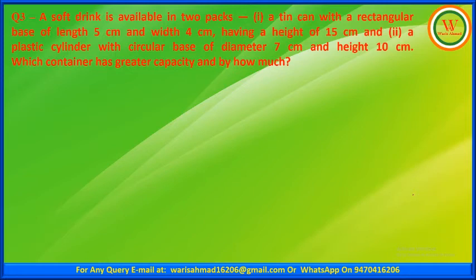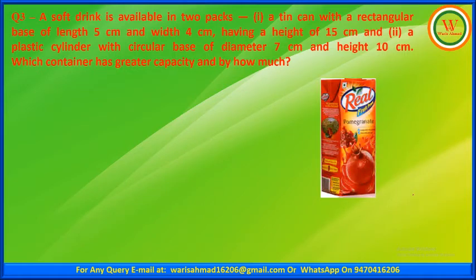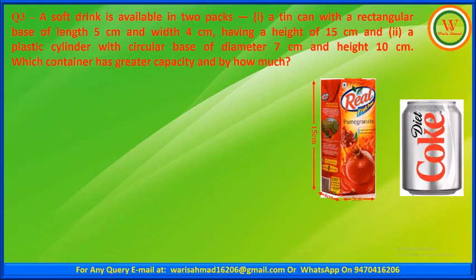So in this question, first of all, we have to consider two different types of packs of the cold drink. So first of all, let us consider a tin can with rectangular base. Length of this base is given 5 centimeter, breadth is given 4 centimeter, while the height is given 15 centimeter. After that, we have to consider another pack with a circular base. So let us consider this one, which is having the circular base.